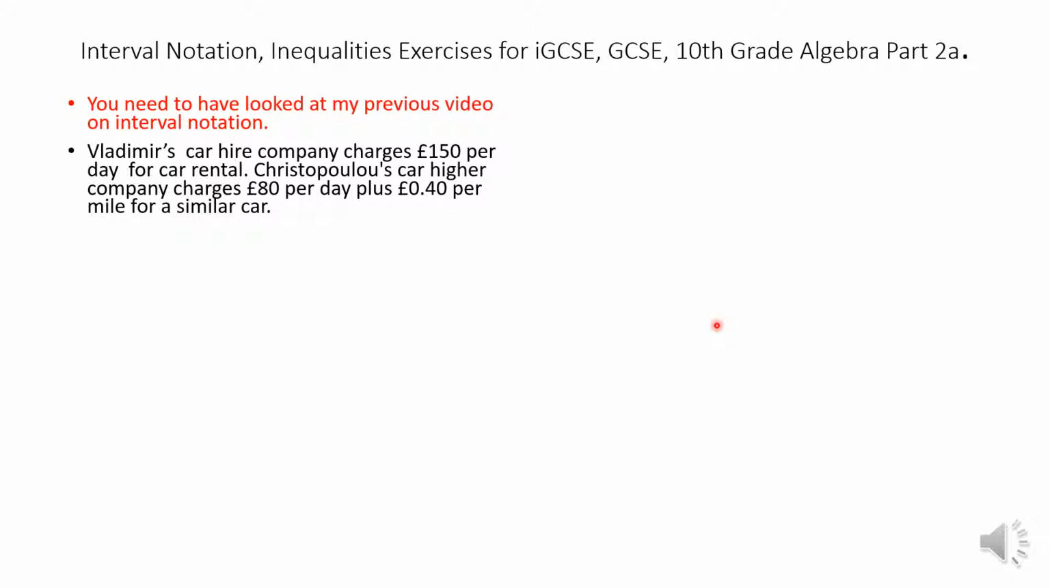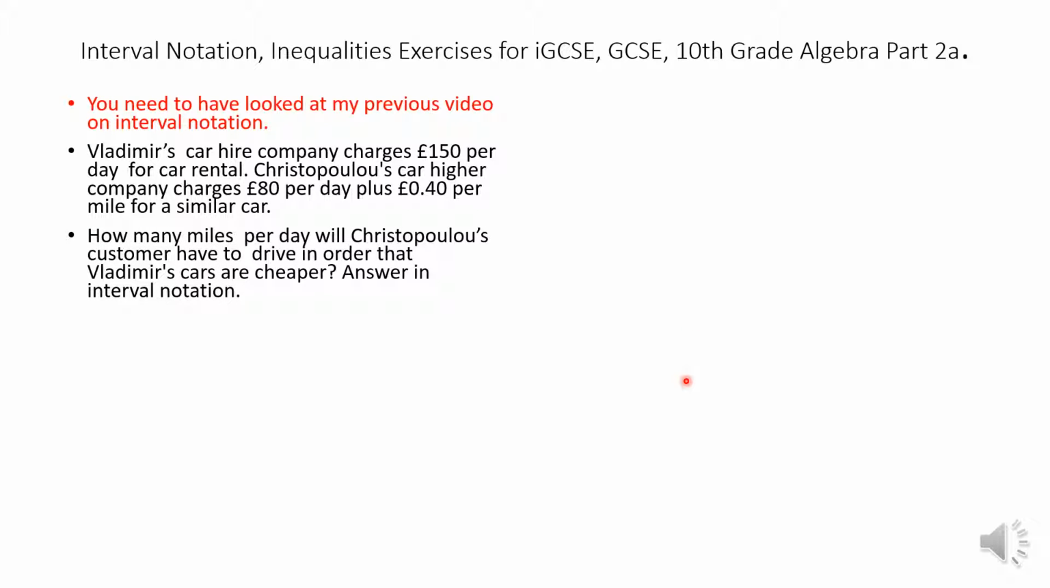Moving on, it says Vladimir's car hire company charges £150 per day for car rental. Christopoulou car hire company charges £80 per day plus £0.4 per mile for a similar car. It then says, how many miles per day will Christopoulou's customer have to drive in order that Vladimir's cars are cheaper?